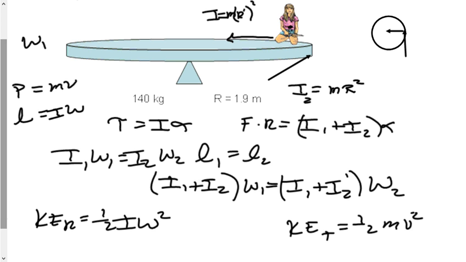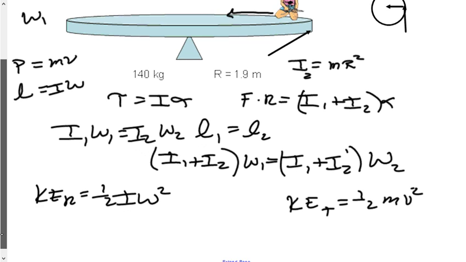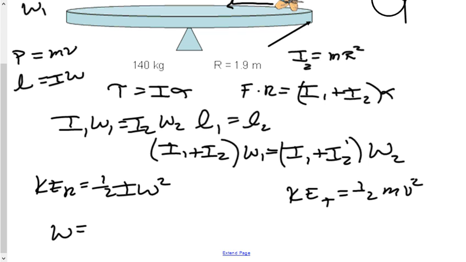So if I want to figure out how much work she does to pull herself in, the work done will be kinetic energy rotational 2 minus kinetic energy rotational 1.